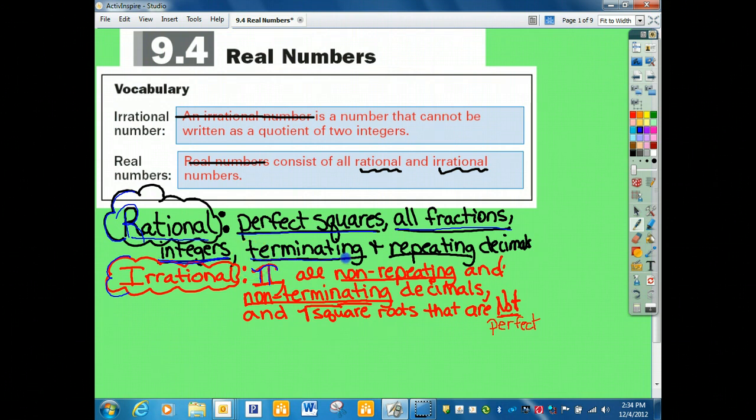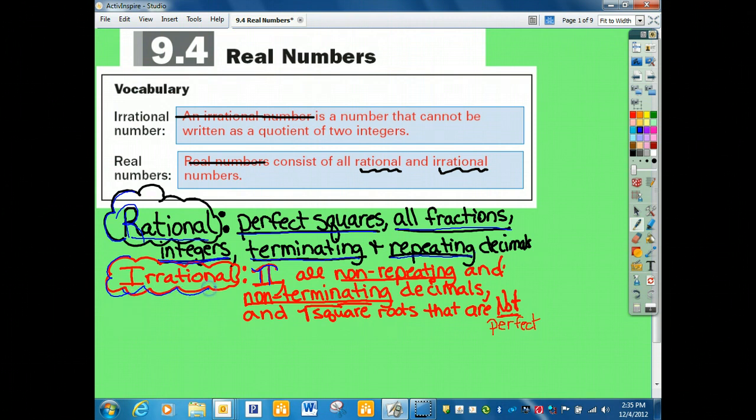And then all terminating and repeating decimals are rational. Repeating decimal, 0.33333, so you go 0.3 with the bar notation over the 3, that's rational. Terminating, 1/4, turn that into a decimal, you get 0.25. Stops, it terminates. That is considered a rational number.